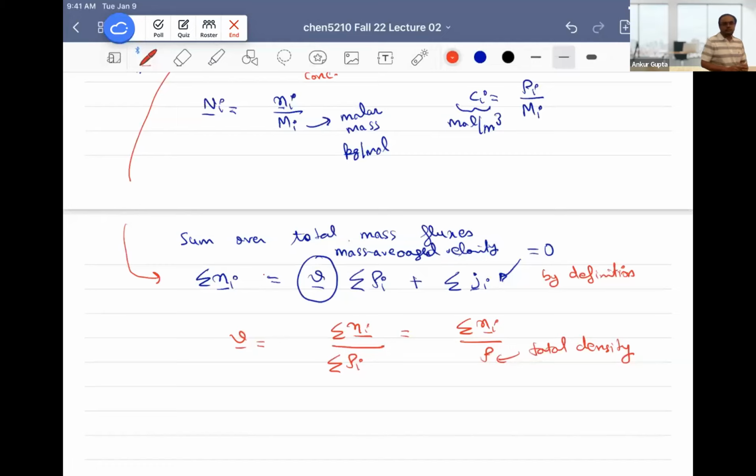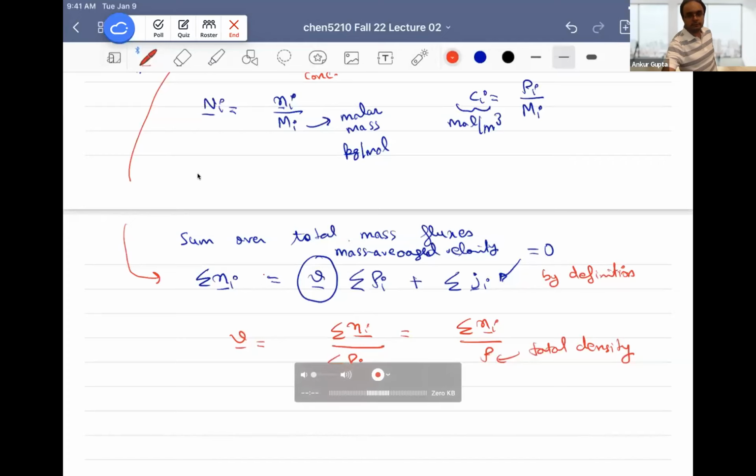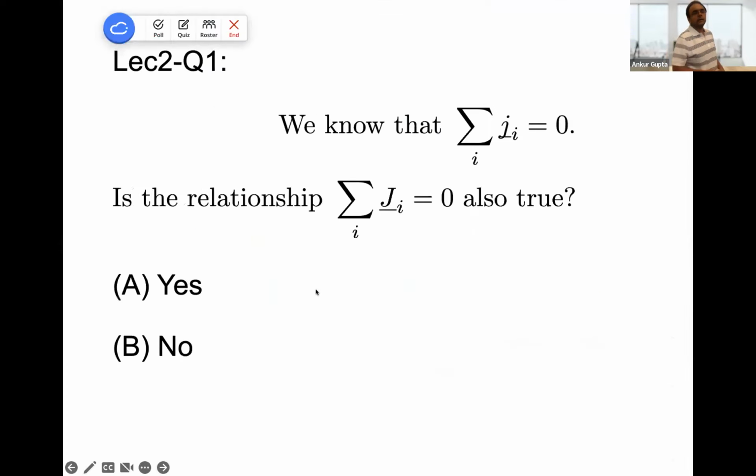So great segue into the question that I wanted to ask. Now think of this. We have said summation of ji is equal to 0. Now let's go and ask this first question. Hopefully the polling will work. Let me try this time.